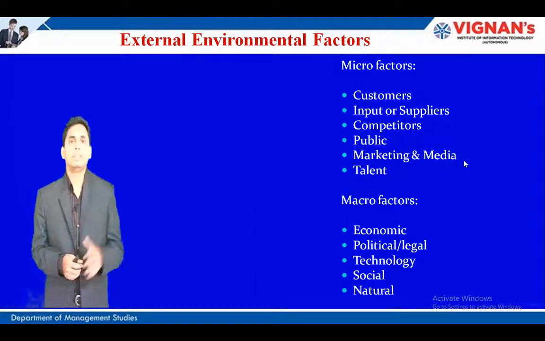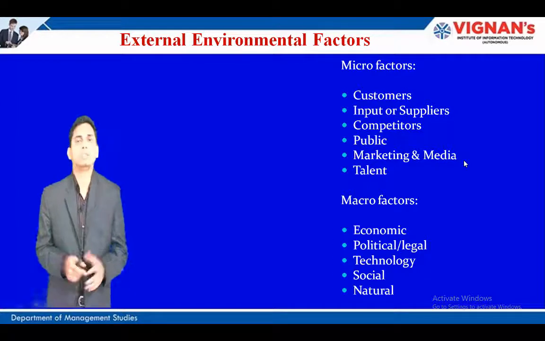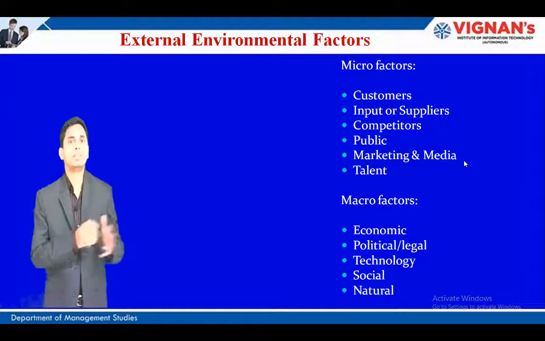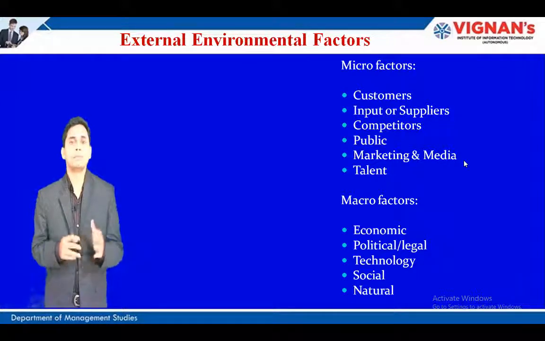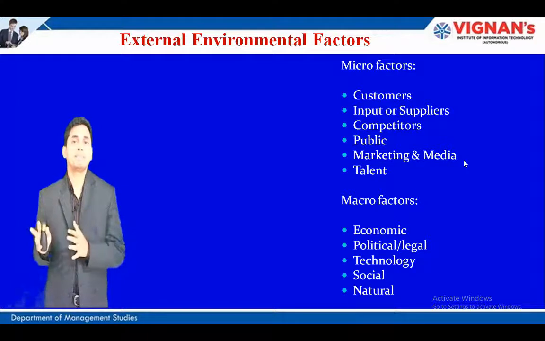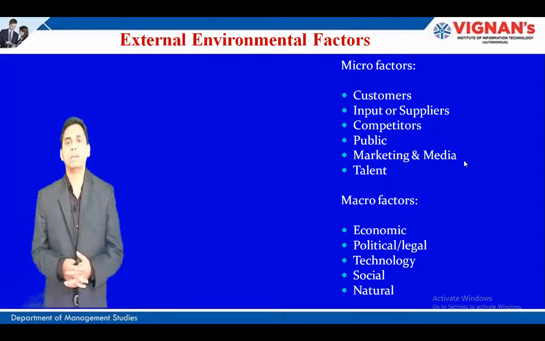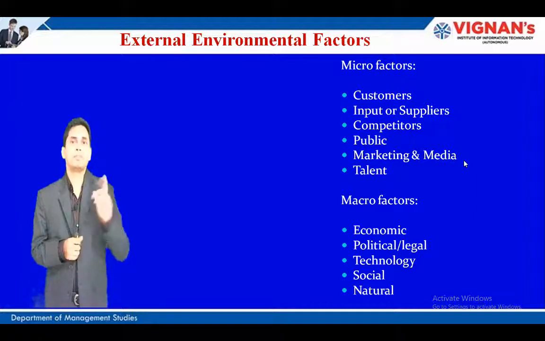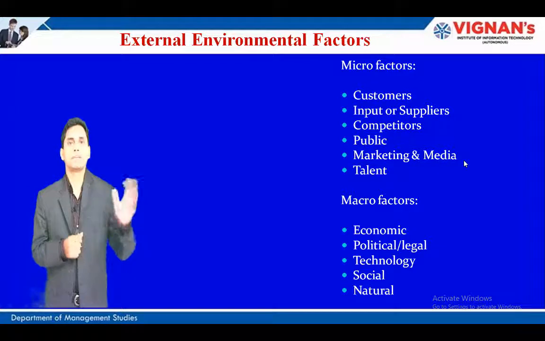Now let us see the external environmental factors. As we have already discussed, the internal environmental factors can be controlled by the organization, whereas external environmental factors cannot be controlled by the organization. These external environmental factors are of two types. One is micro factors, the other one is macro factors.